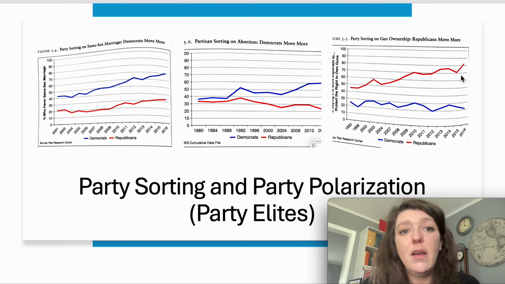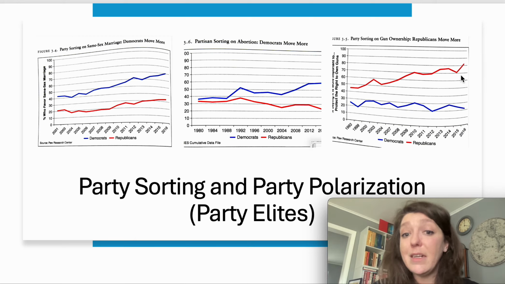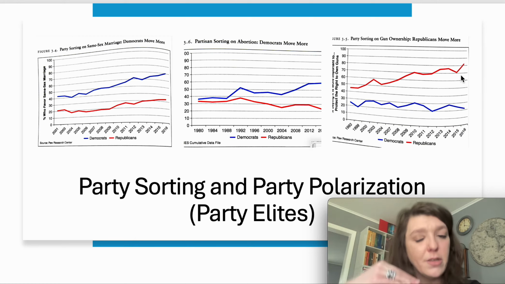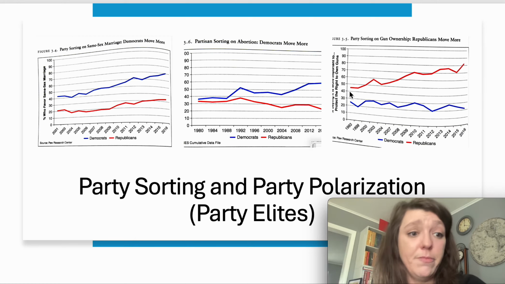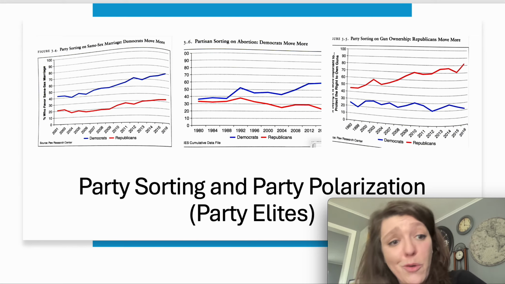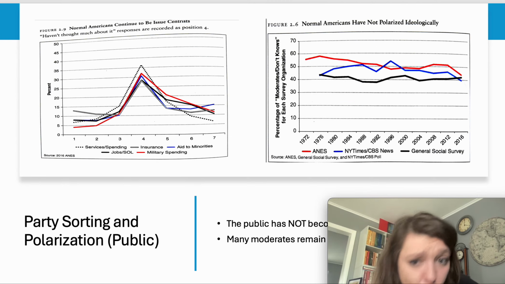And this is one of the things that I'm asking you to do for this paper: pick an issue area and assess, are the parties sorted? Is there deep division on this issue? And then you compare it to what's happening in the public.